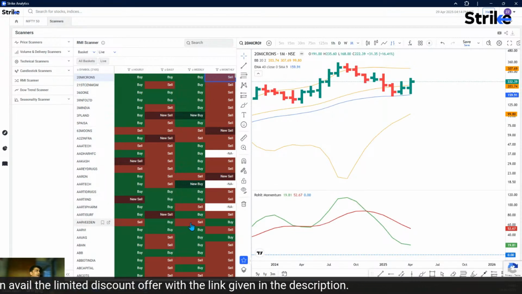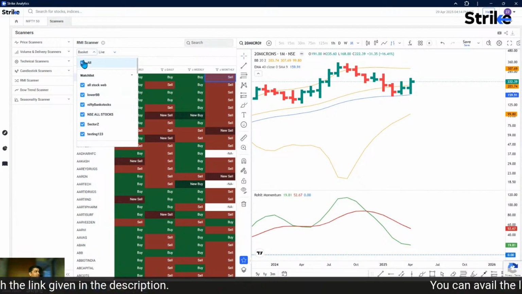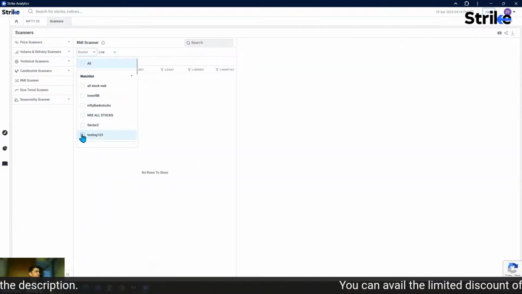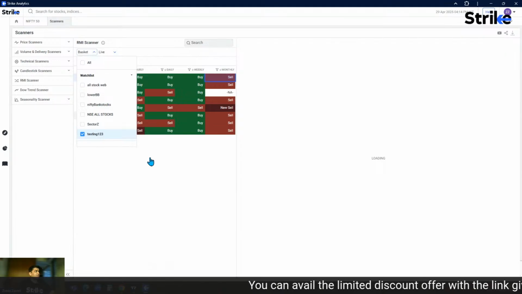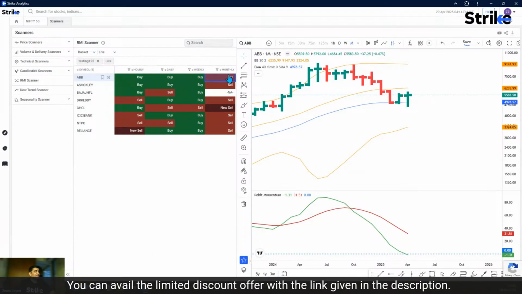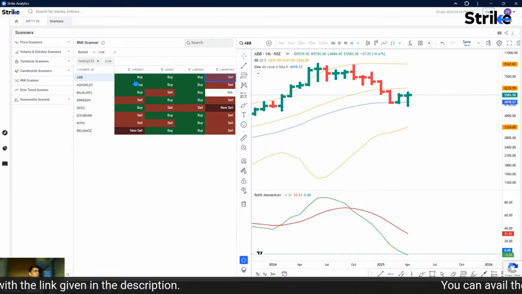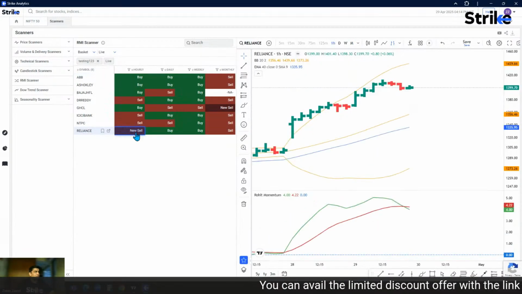And if you want, you can create your own watch list. In your watch list, for the stocks there, on an hourly, daily, weekly, monthly time frame chart, you will get what the momentum is saying on each time frame. Say for example, Reliance on an hourly chart has given a new sell.